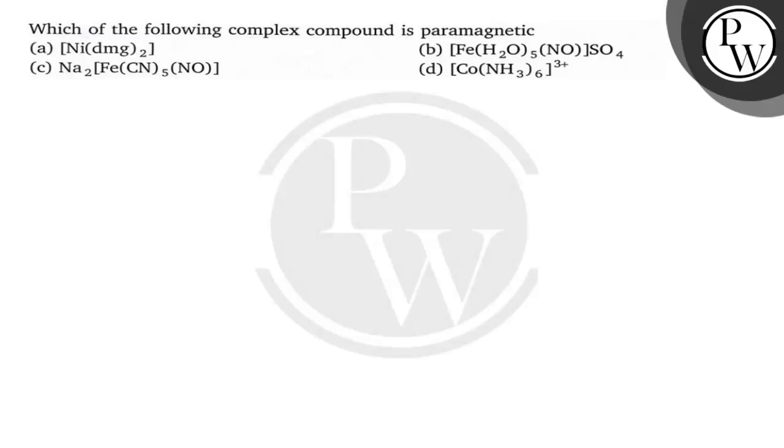बच्चों, let us see this question. Which of the following complex compound is paramagnetic? There are four options A, B, C, D. We need to select one correct option after solving.